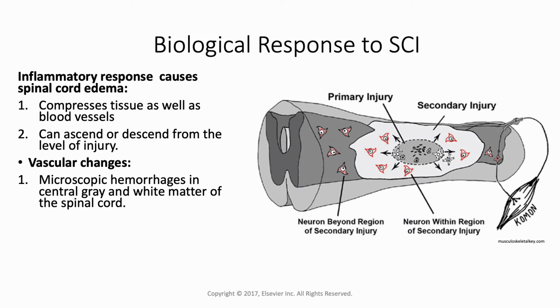Let's take a closer look at what happens when the spinal cord is damaged. How does the body respond to this injury? Well, as with any injury, the body responds to a spinal cord injury with an inflammatory response. And this inflammation then causes spinal cord edema. And as that swelling builds, it starts to spread. In addition, there are tiny hemorrhages that occur in the gray and white matter in the spinal cord, and that just increases the swelling more.